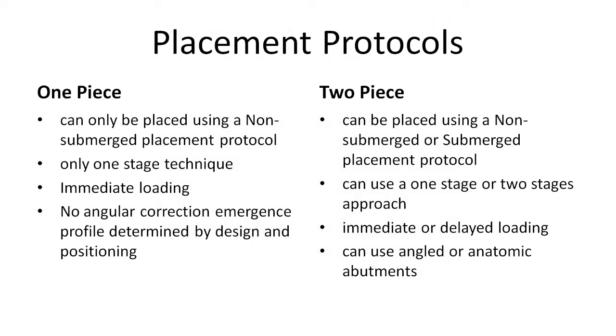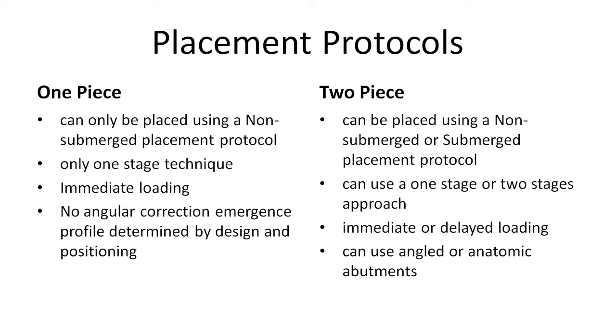So if we compare the one stage, the two piece, the one piece can only be placed using a non-submerged placement protocol. This two piece can be placed using a non-submerged or, believe it or not, a submerged placement protocol, depending on where you place the implant abutment interface, either at bone level or at tissue level. One piece, remember one stage, can only be used in a one stage technique. A two-piece implant can be used a one-stage or two-stage approach.